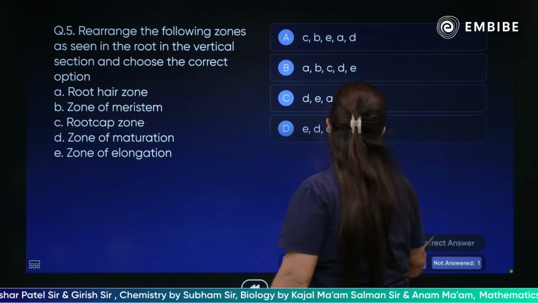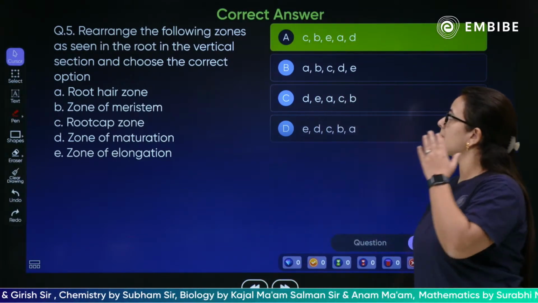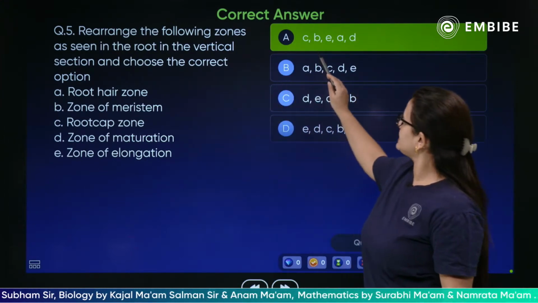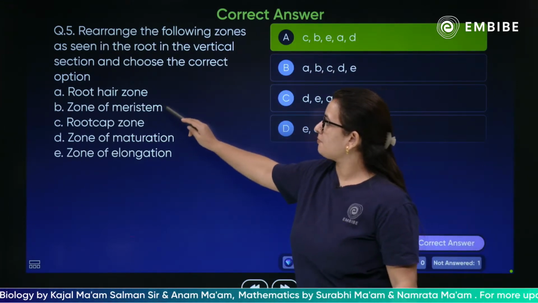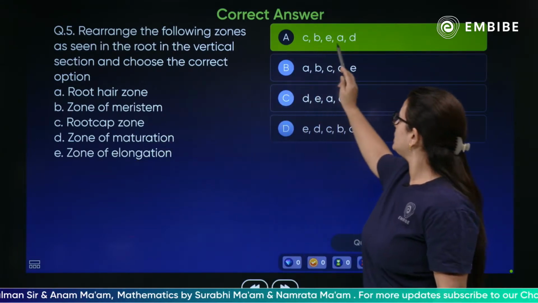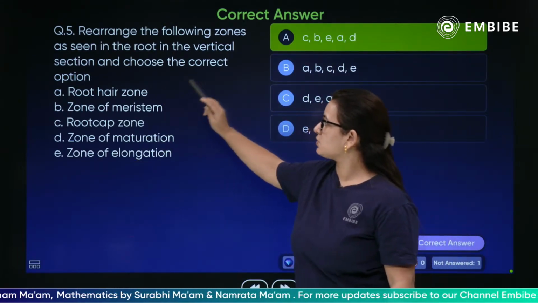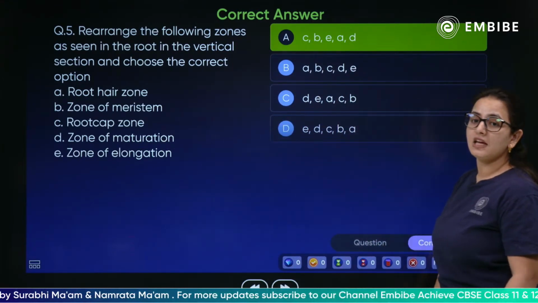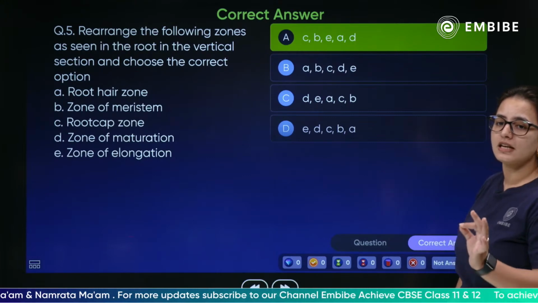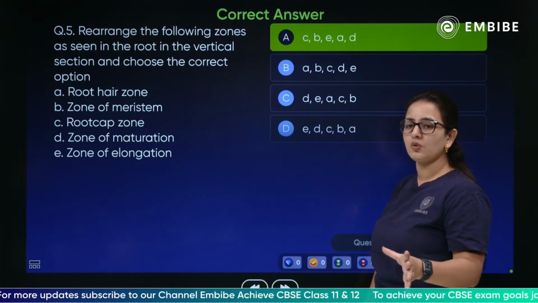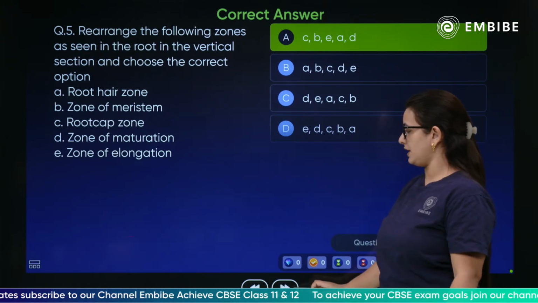What is the correct sequence? The correct sequence is CBEAD. C is root cap zone. B is zone of meristem. E is zone of elongation. A is root hair zone. And D is zone of maturation. In the vertical section, choose the correct option as seen in the root vertical section. So we are going from the root cap to the zone of maturation.